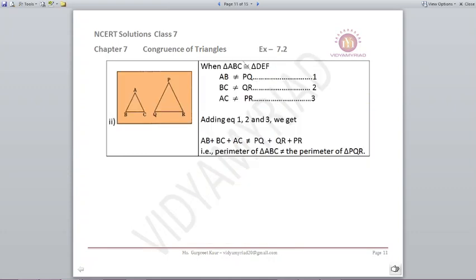But if your triangles are not congruent, that means they are of different size, different length, then in that case your AB will not be equal to PQ, your BC will also not be equal to QR, your AC is not equal to PR. Add all the sides together, definitely the perimeter of triangle ABC will not be equal to the perimeter of triangle PQR. So thus, if the triangles are not congruent, the perimeter will also not be equal.